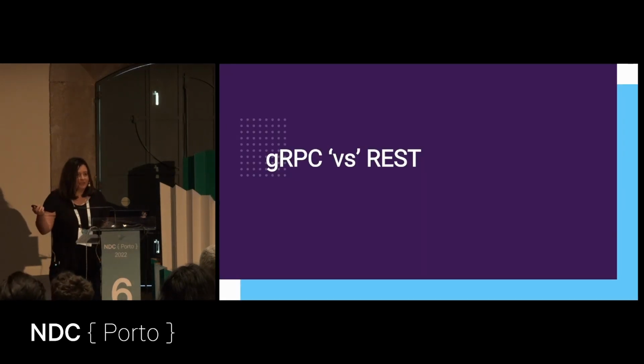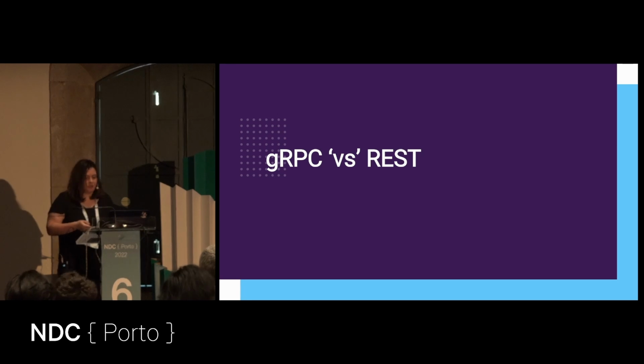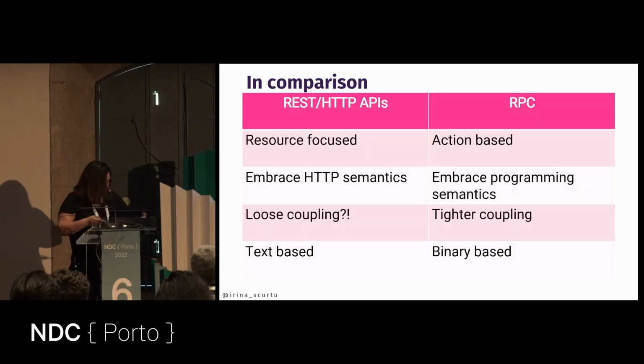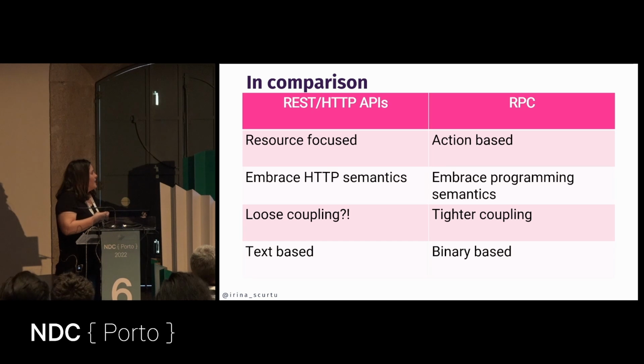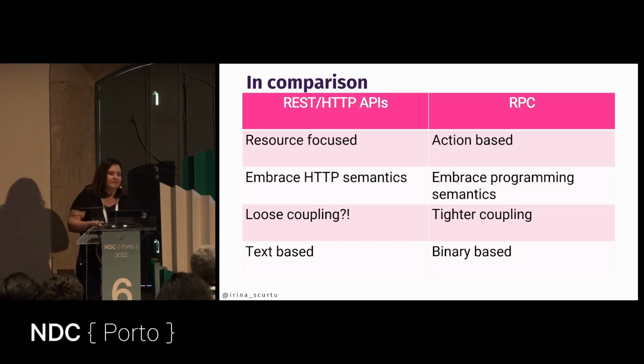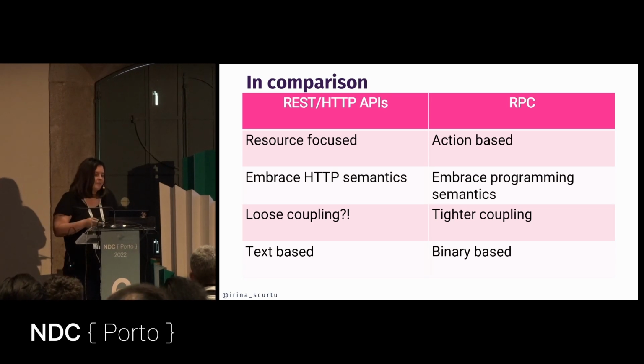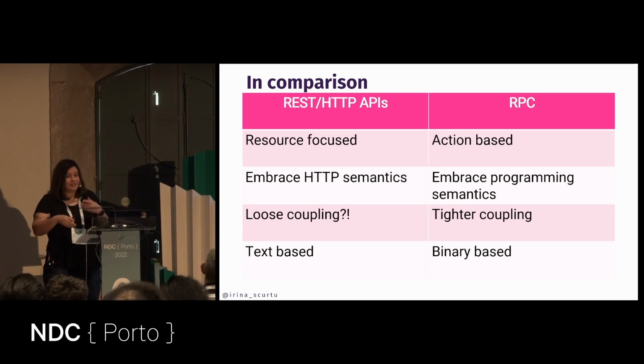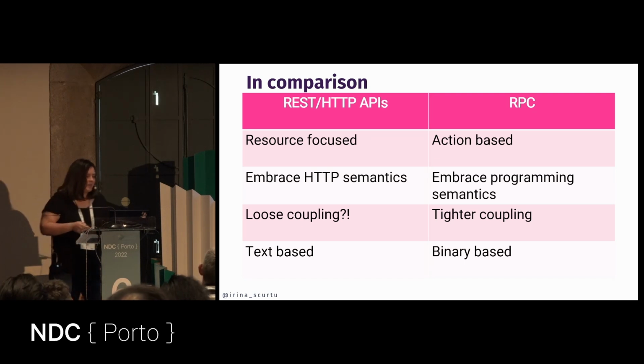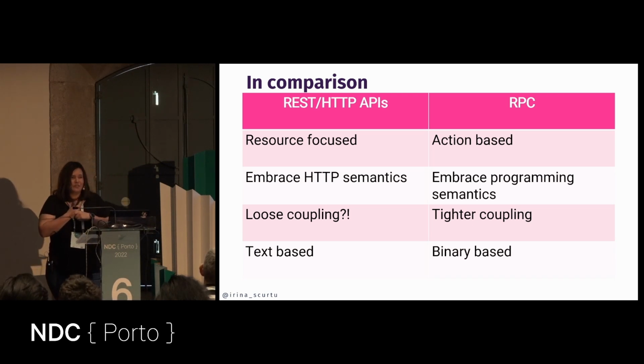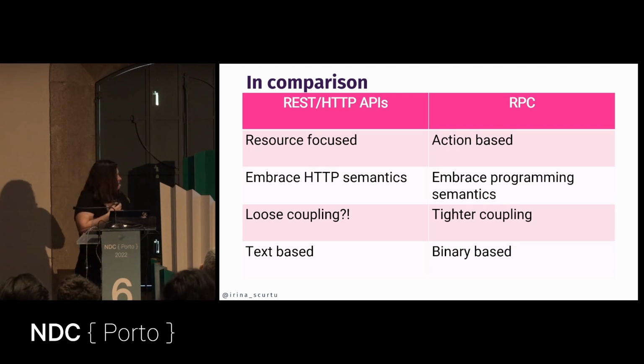So, gRPC versus REST. It's not really about versus, but we need to have a familiar comparison. REST or HTTP APIs are very resource focused. You're working with resources, you expose things over the wire. Well, RPC embraces developer semantics and is action-based. Do that, call that, act on that. You have loose coupling in HTTP, or you should have. If you have an HTTP client that is strongly typed, you do not have loose coupling anymore.